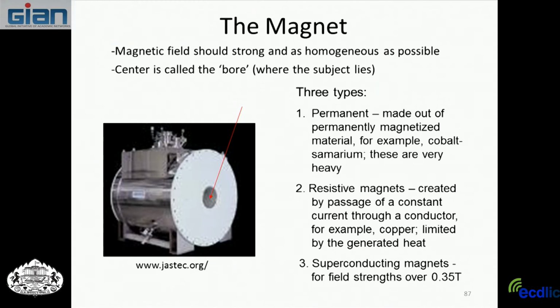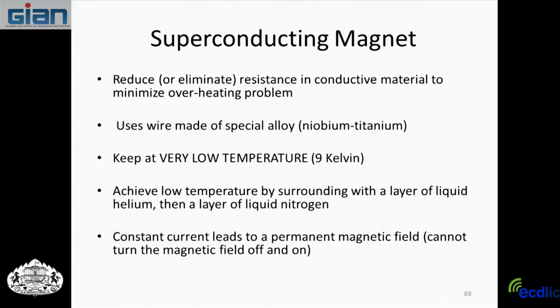There are three types. A permanent magnet is made out of a magnetic material. For example, you would get a piece of cobalt and make a magnet out of that, but it's very heavy. Resistive magnets are created by the passage of a constant current through a conductor, for example through a piece of copper, and you could make this magnetic. But what we tend to use in our high field strengths, those over 0.35 Tesla, are superconducting magnets. Using these, we can get a really high field strength.